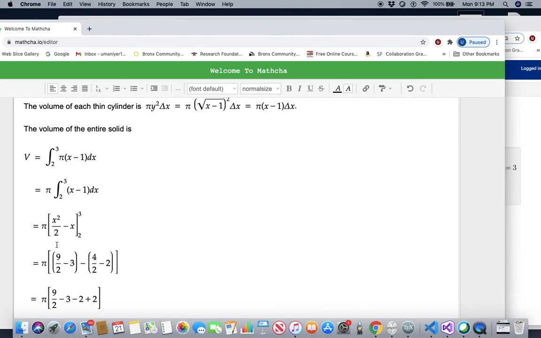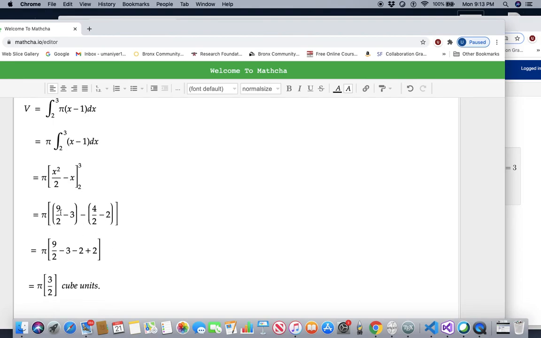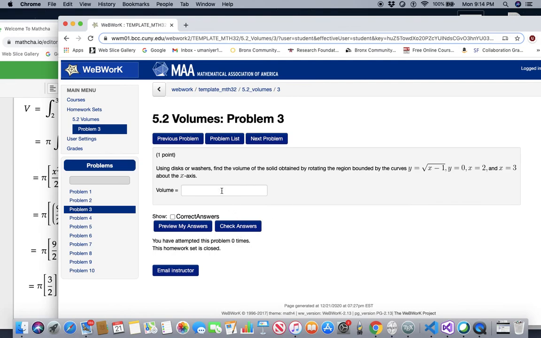The first one gets me 9 over 2 minus 3, minus, with the lower limit, 4 over 2 minus 2. When I simplify all of this, it gives 9 over 2 minus 3 minus 2 plus 2. That goes to 0 and I'm left with 9 halves minus 3, that is 3 halves. Pi times 3 over 2 cubic units. Pi times 3 by 2.